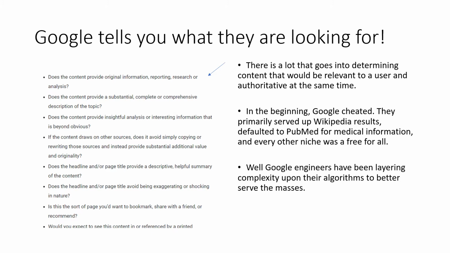So Google cheated in the beginning by using mostly Wikipedia articles and PubMed for medical information. They still use Wikipedia articles, but we are seeing a lot of other content being ranked in the knowledge graph, People Also Ask, and featured snippets, etc. And there are a lot of other websites that have replaced PubMed, such as Healthline and a bunch of others that are doing really well. Some of them are better than what PubMed offered. Some of them are not so good. But essentially what Google engineers have been doing is layering complexity upon their algorithms.